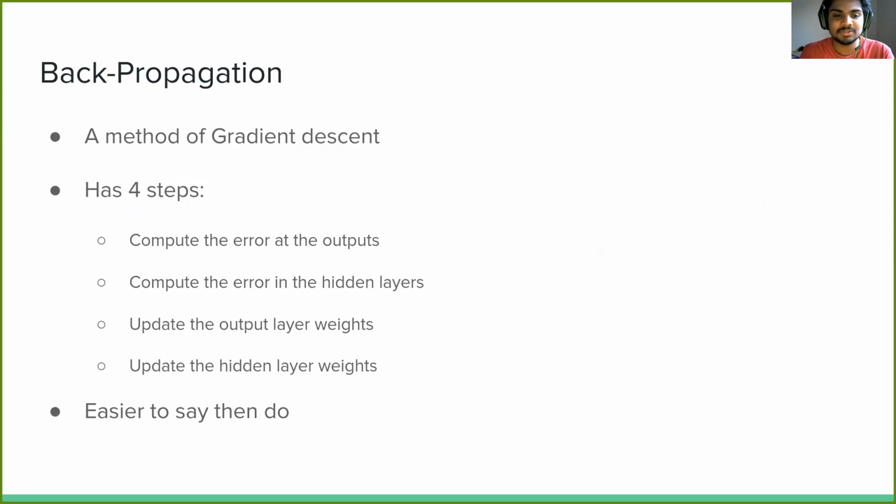The first thing you do is compute the error of the outputs. So when you make an output, for example, the network predicted dog, but the actual image was a cat. So then there's an error. That's wrong. So now you want to tell the network that it's gone wrong.